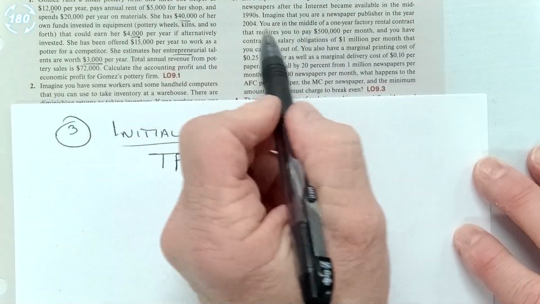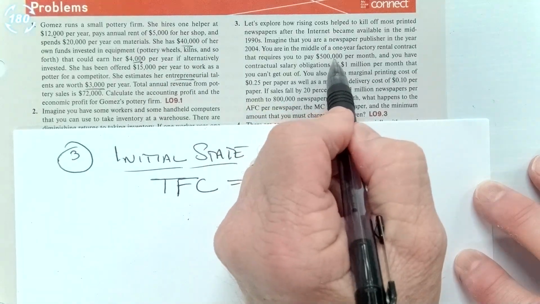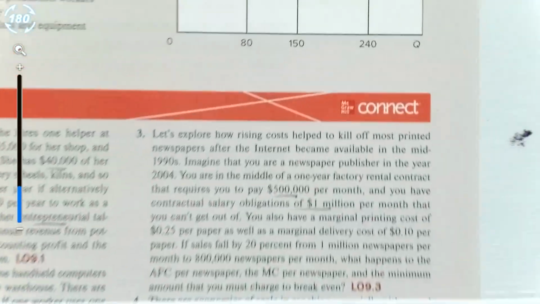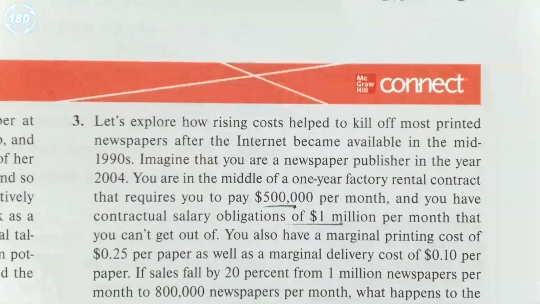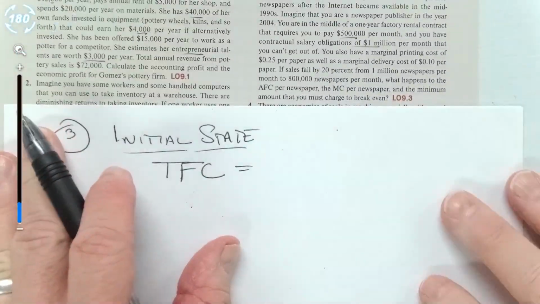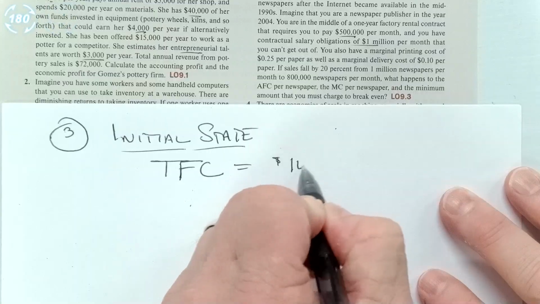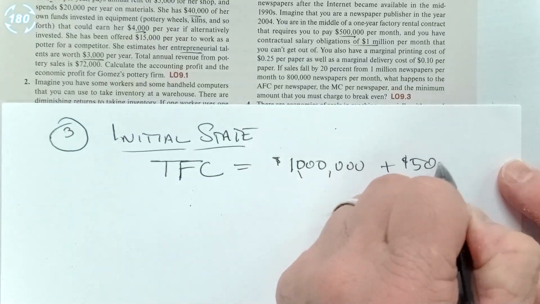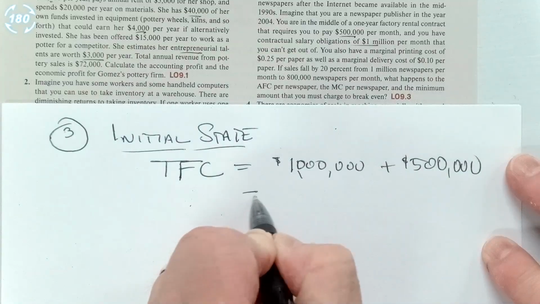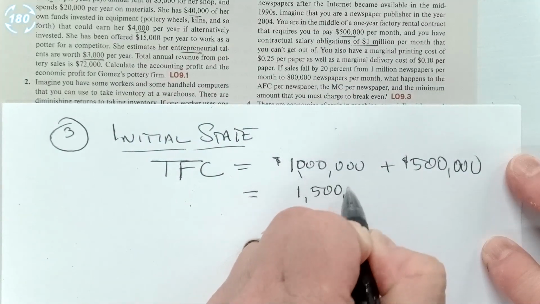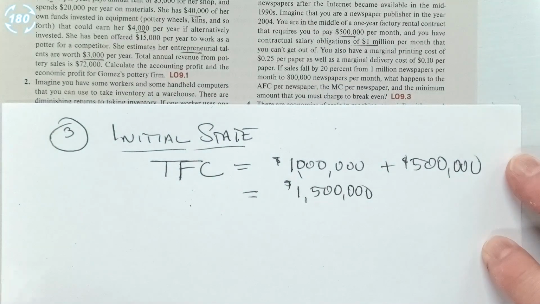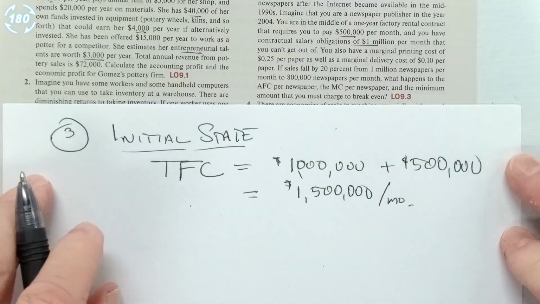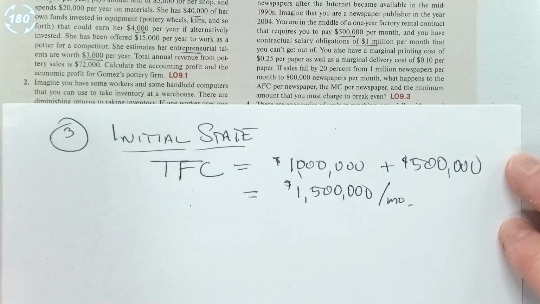equal to, now they mentioned here, $500,000 a month and $1 million a month. Those are contractual relationships you can't get out of, salaries and so forth. So total fixed cost is $1 million plus $500,000, which is $1,500,000 a month. You've got to be careful. Sometimes the problem will change the time frame on you, but we're working in months here.